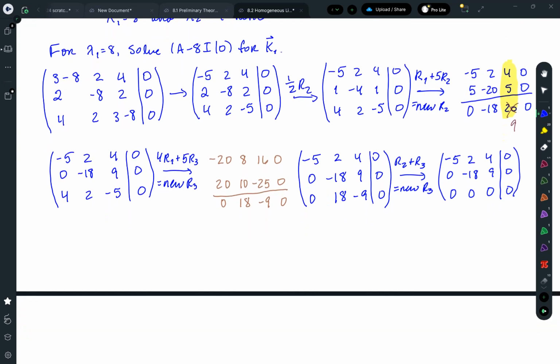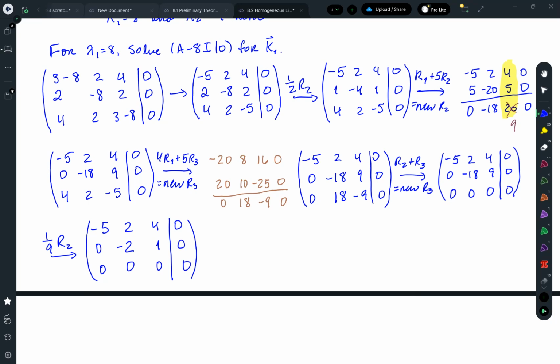Okay. The last thing that I want to do is I want to take, let's see, we can do this a number of ways. I'm going to take 1/9 of row 2. Yeah. So 1/9 row 2. So I have a negative 5, 2, 4, 0. 1/9 row 2 gives me 0, negative 2, 1, 0. And I have my row of zeros.